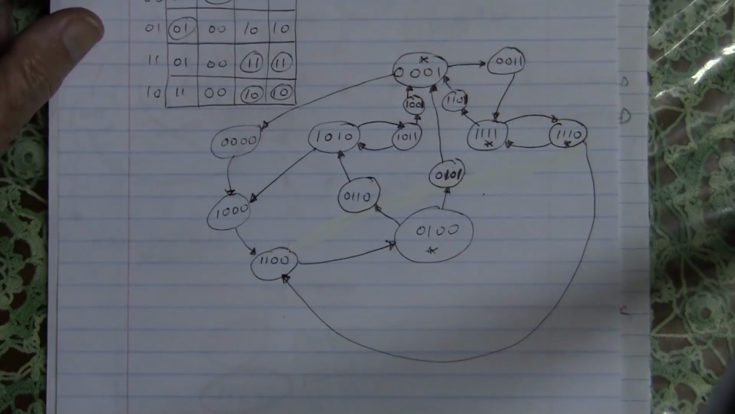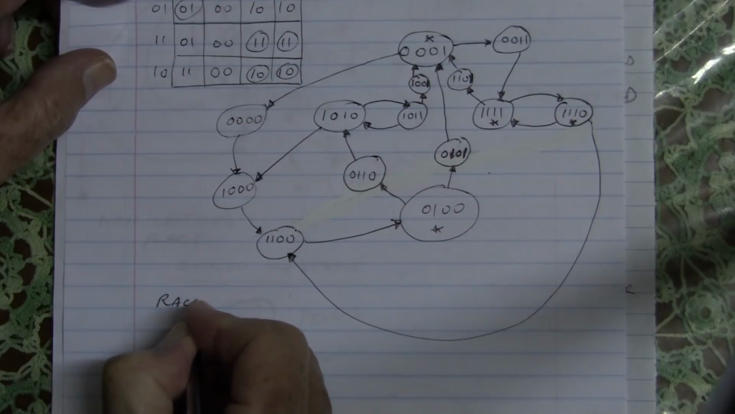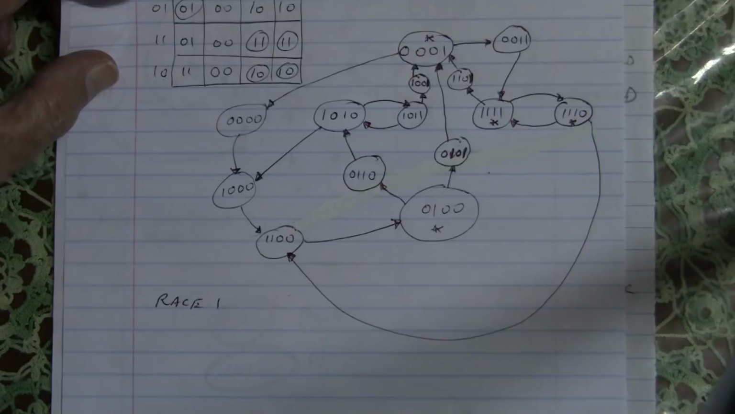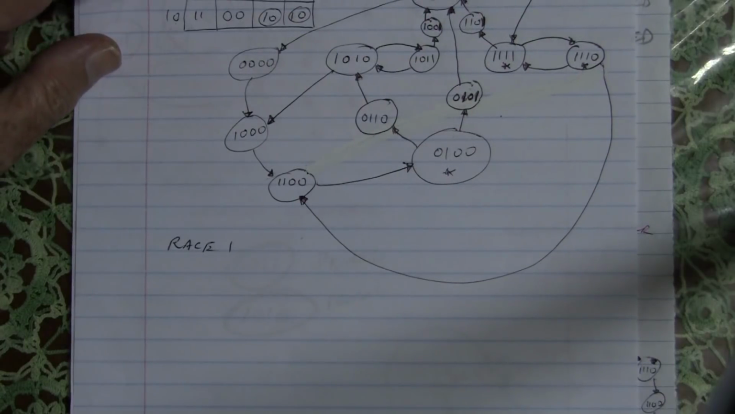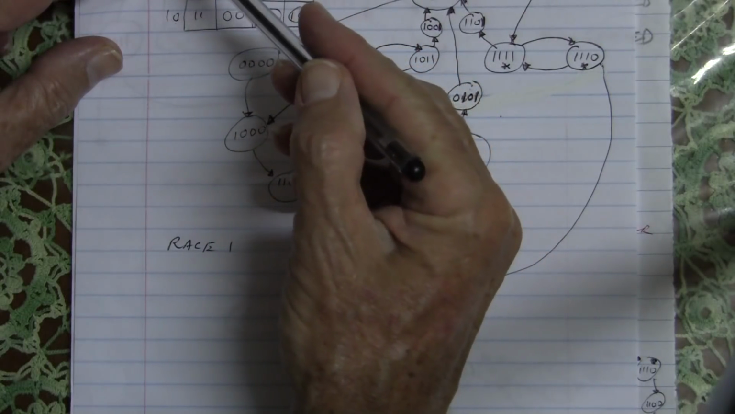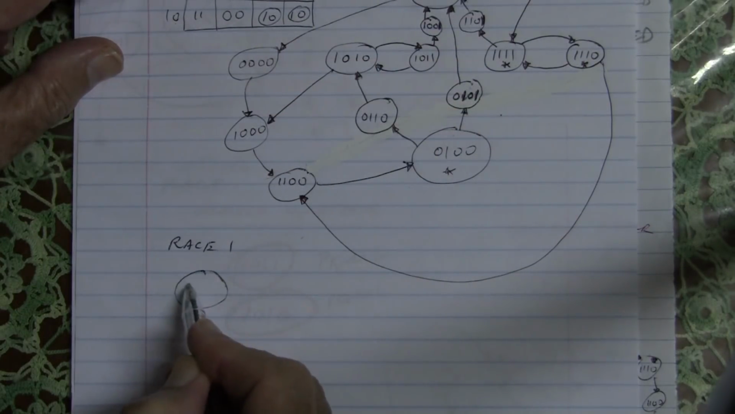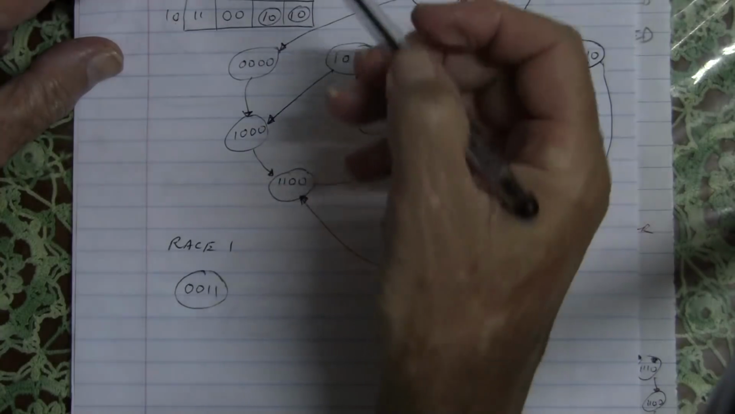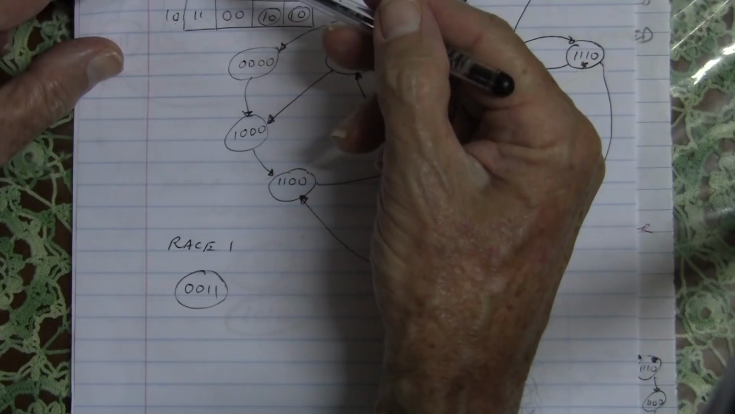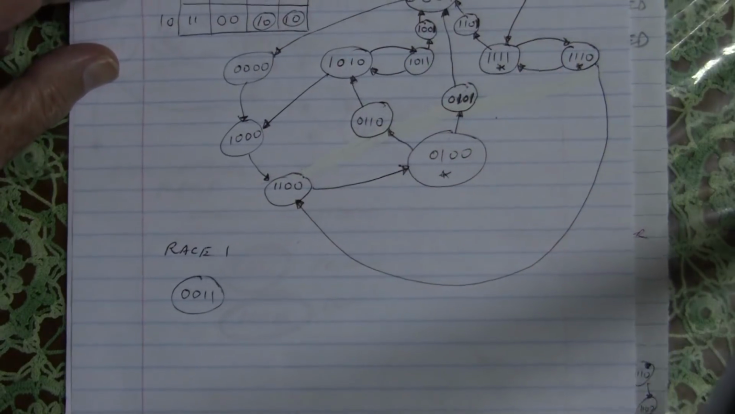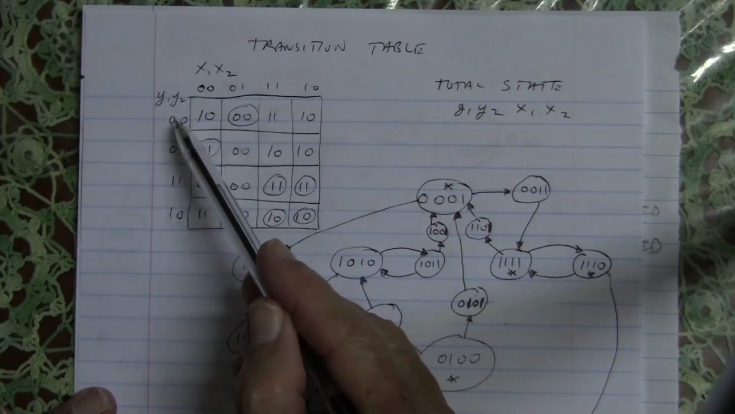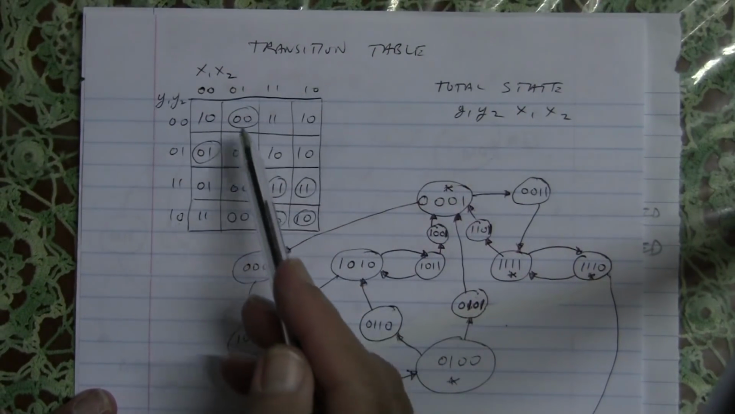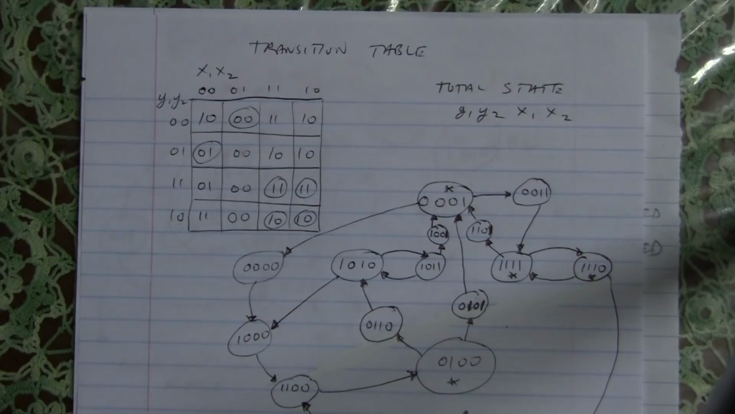So we can come down here and say race 1. Now remember that the race doesn't start until we move away from the stable state. So we can start the race with 0011 as an unstable state if you want, because 0011 is the one that we come to. See here? We don't have any race starting here. It is when we move from 0001 to 0011 that the race actually starts.